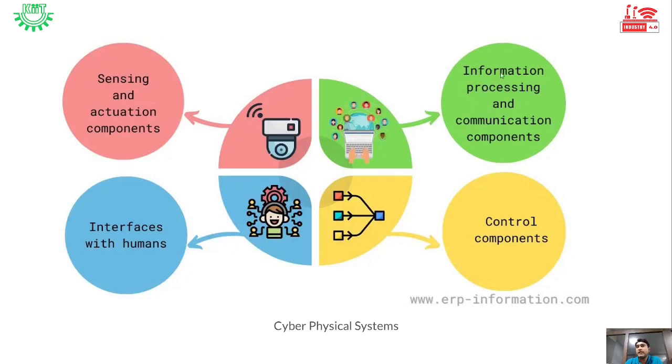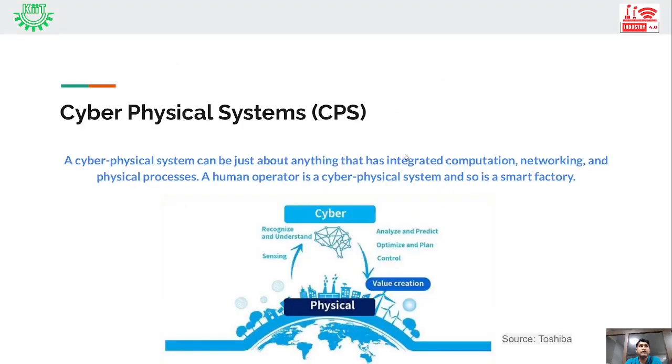Besides that, you can see there is a block called information processing and communication components. This block is responsible for processing the information captured from different sensors and also the inputs obtained from the humans. It can also send the data that has been captured to a cloud or to some location, to a remote computer through the internet. So now we can easily discuss what is basically a cyber physical system.